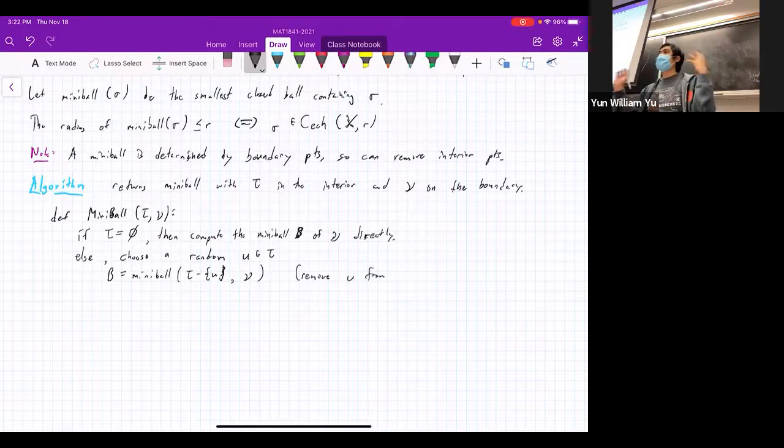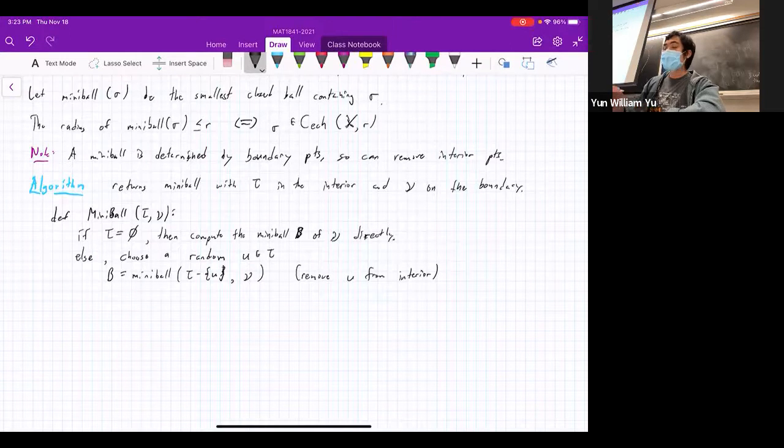Now I should be a little bit cautious. This isn't the actual interior. This is what we consider to be the interior, the things we know to be. When we say the boundary, we mean the things we know to be on the boundary. So remove U from the set of points that are putatively in the interior.